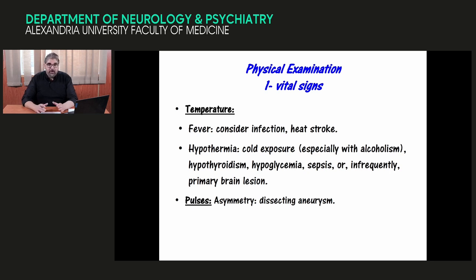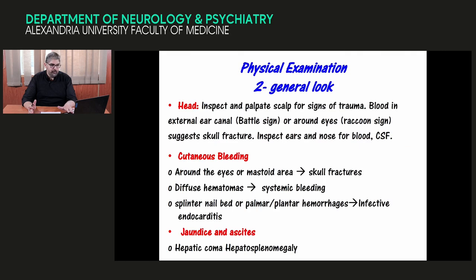Pulse, as we said, is one of the signs of early shock, and the presence of any pulse asymmetry may make you suspect a dissecting aneurysm in the aorta, and this may also be a cause of disturbed level of consciousness. The general appearance of your patient may be a clue for some underlying problem.